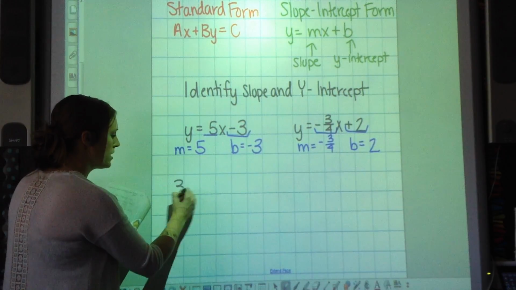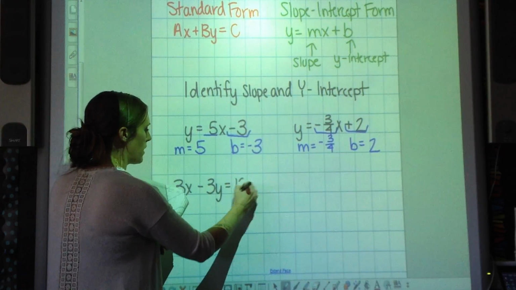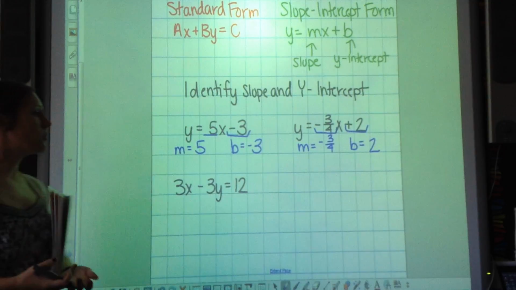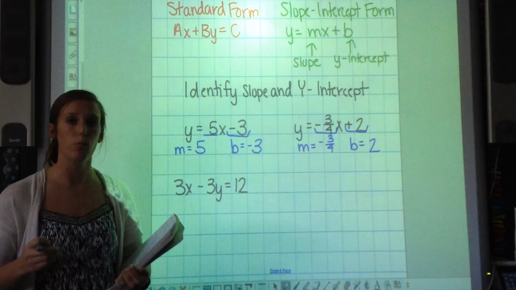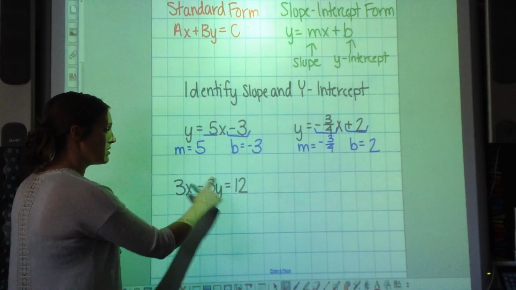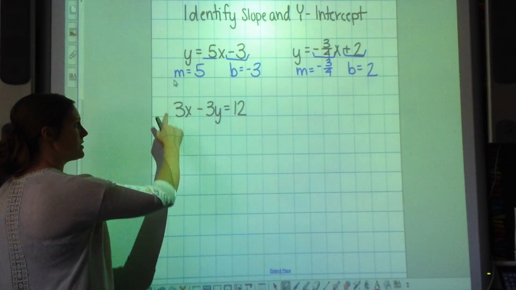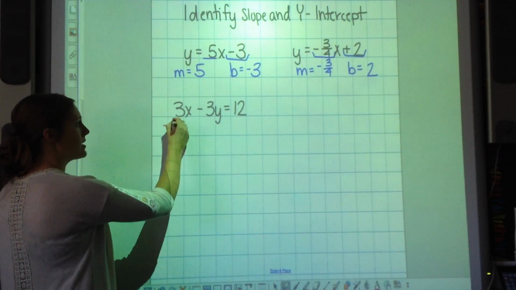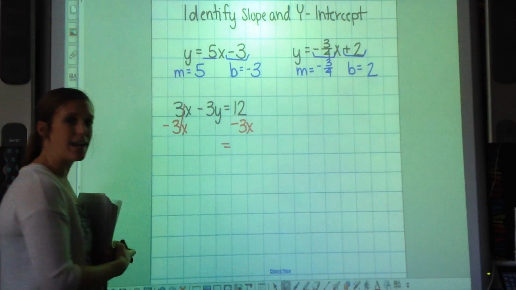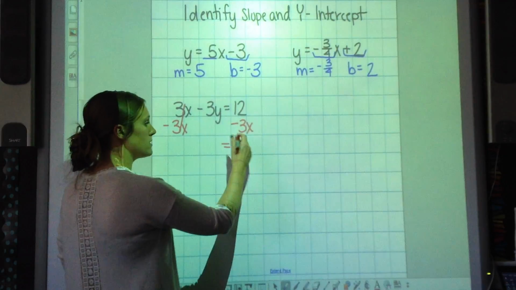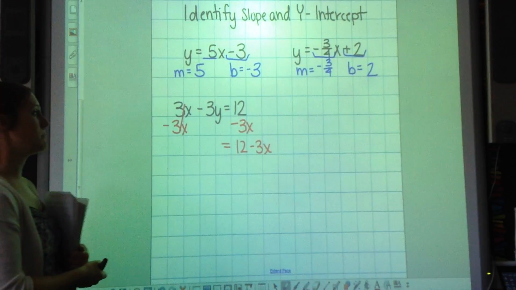So let's try 3x minus 3y equals 12. Before you can identify the m and the b, our equation needs to be in slope-intercept form. Y needs to be by itself on the left side of the equation here. So I'm going to solve the equation first, bringing the non-y term over. Look at the sign in front, it's positive, so I'm going to subtract. These are not like terms, so I cannot combine them. I can write 12 minus 3x, or I can write negative 3x plus 12. It means the same thing.